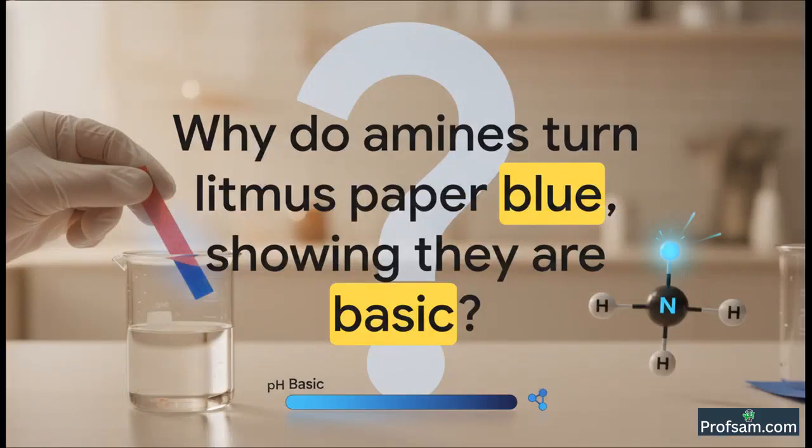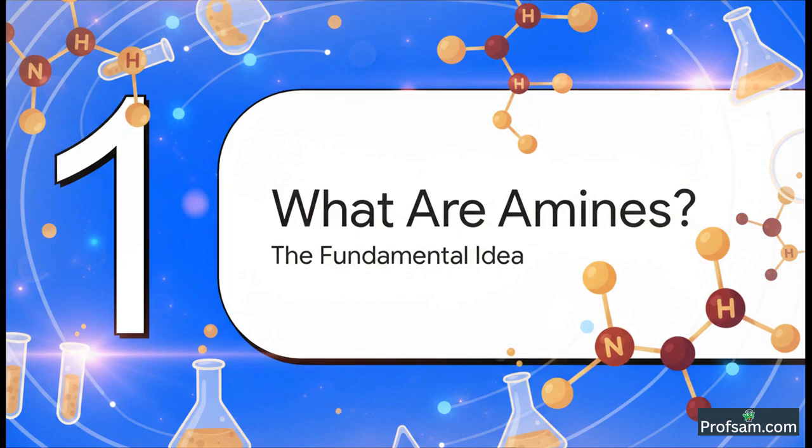Right, let's start with a very simple question. You must have done this in your chemistry lab, no? You take a solution of ammonia or an amine, and it turns red litmus paper blue. We all know this shows it's basic. But why? This simple observation actually holds the key to the entire chemical personality of amines. Let's find out how.